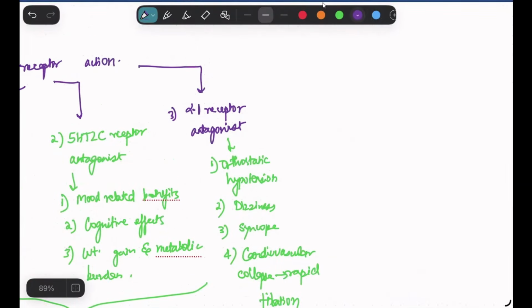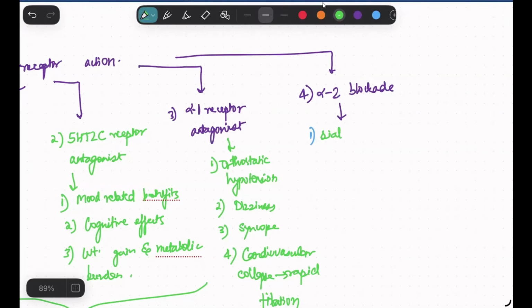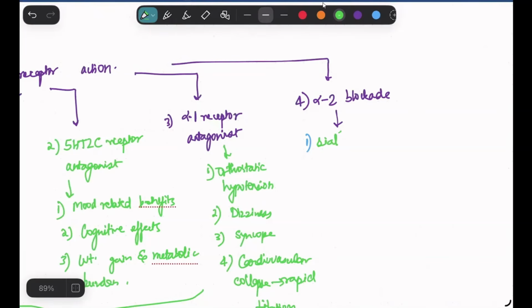Now coming to the alpha 2 adrenergic blockade. What does alpha 2 blockade cause? Alpha 2 blockade may contribute to clozapine's autonomic effects and also to sialorrhea, that is increased salivation. And second one, autonomic effects, like decrease in the BP, is also contributed by this.